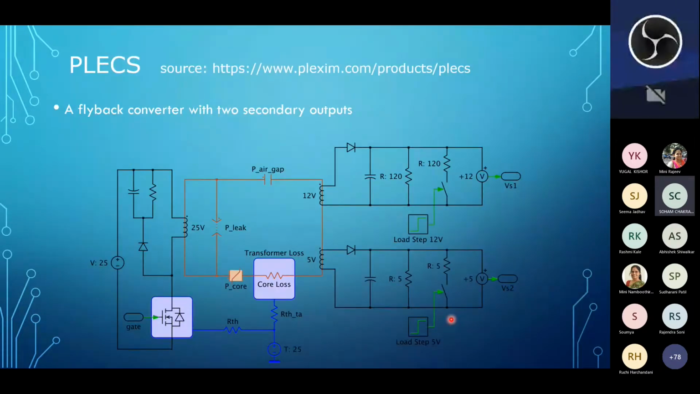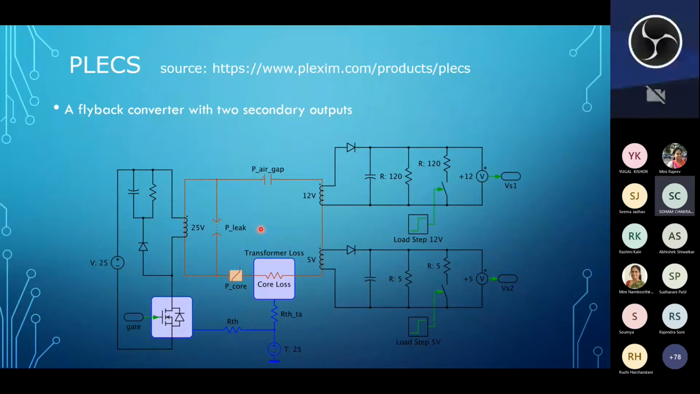Okay. This is an example of a flyback converter with 2 secondary outputs designed in Plex. Right? You can see a very common and very simple design. And the main part you want to focus on is this one. So we can see here, this is the transformer, designed here with thermal and core losses.